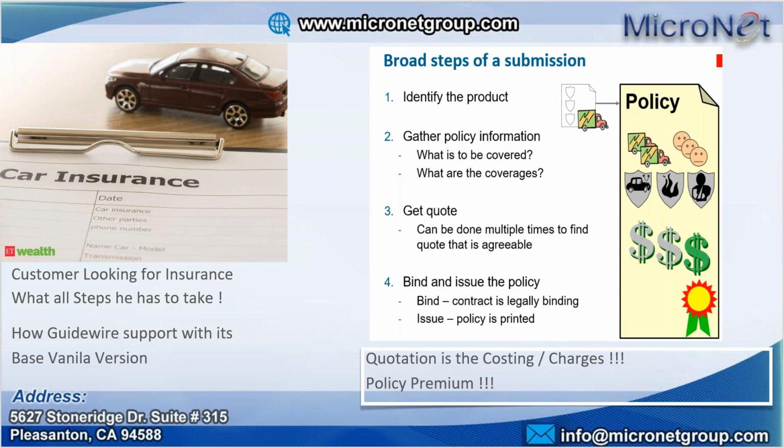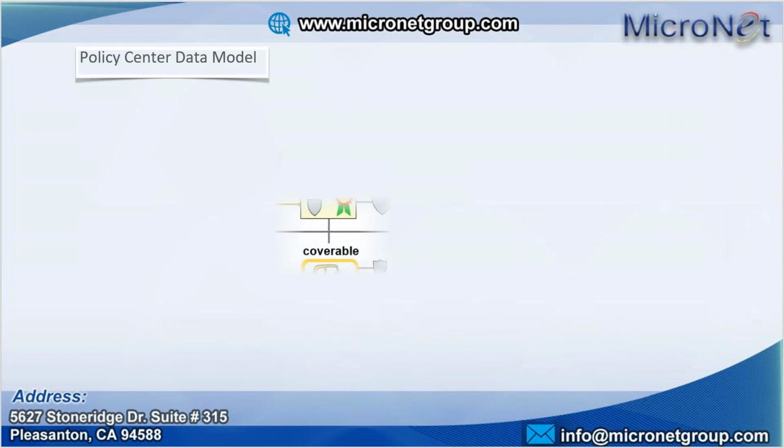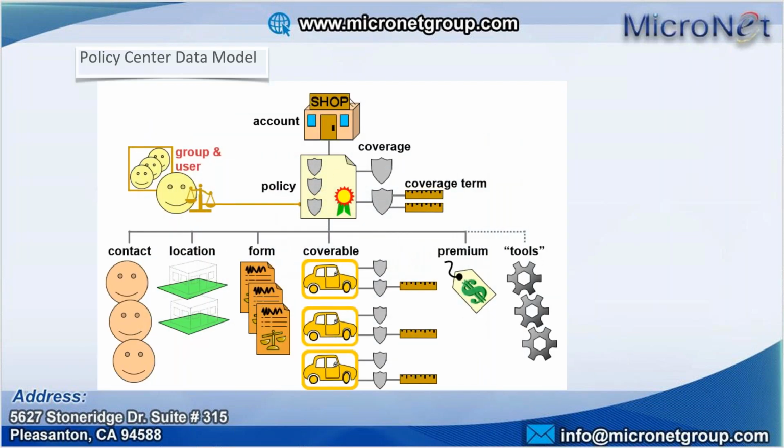Here we'll be talking about the PolicyCenter database and data model. When you are creating a policy, what all tables would be impacted? My PolicyCenter data model will cover: what is an account? Account is the policy holder. If you are taking a policy, you will be referred to as an account, and on that account you will be charged. Your billing detail will come on that particular account. Then on this account you can have one policy or more than one policy.